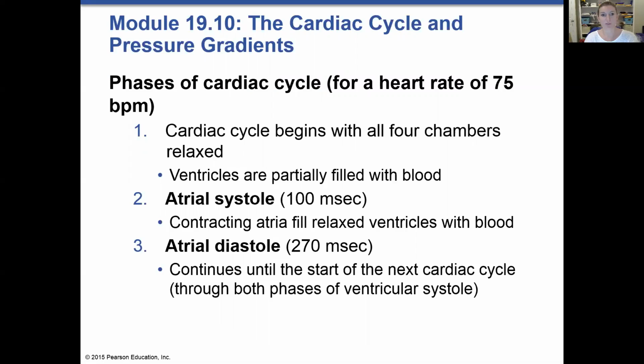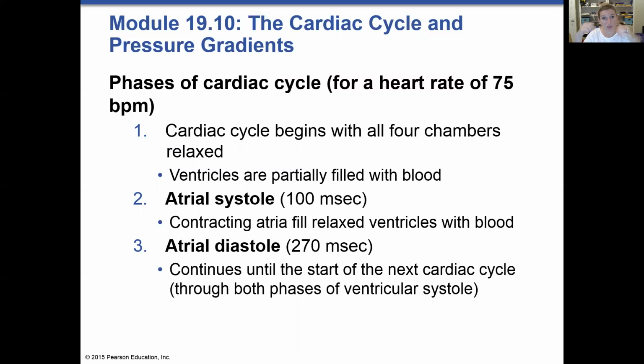So, as we've said, it begins with all four chambers of the heart nice and relaxed. The ventricles are partially filled with blood because after that contraction happened, after the ventricular systole, not every single ounce of blood that's in the ventricles gets out. There's kind of this reserve that's left at the bottom of the ventricles. So the ventricles are partially full.